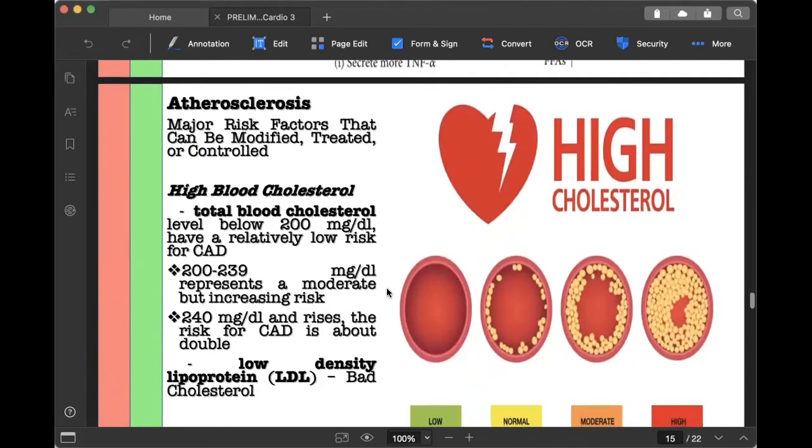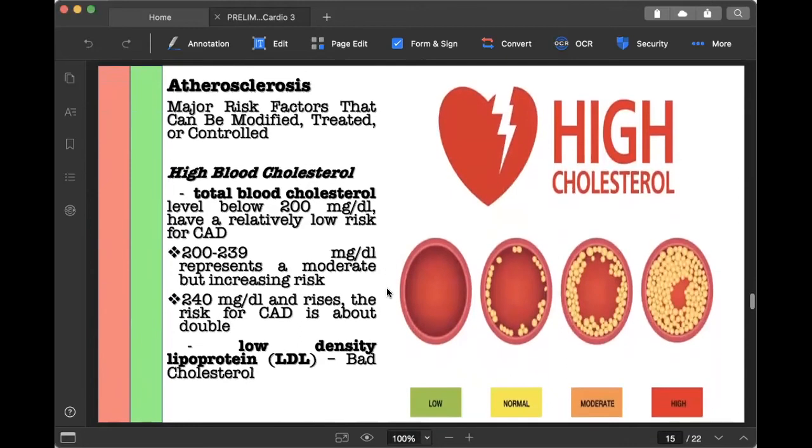Okay, and how about this one? High blood cholesterol. A level below 200 milligrams per deciliter has a relatively low risk of your CAD. 200 to 239 represents a moderate but increasing risk, and at 240 and higher, the risk for your CAD is about double. You also have your low density lipoprotein, which is the bad cholesterol in our body.